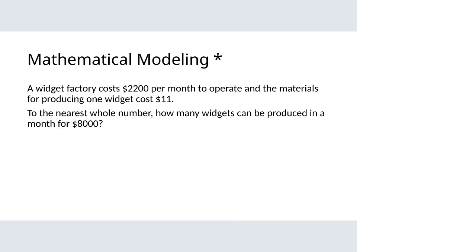A widget factory costs $2,200 per month to operate, and the materials for producing one widget cost $11. To the nearest whole number, how many widgets could be produced in a month for $8,000? I'll set up a poll for this, and I'm going to let you come up with the model, come up with the equation, and solve it.